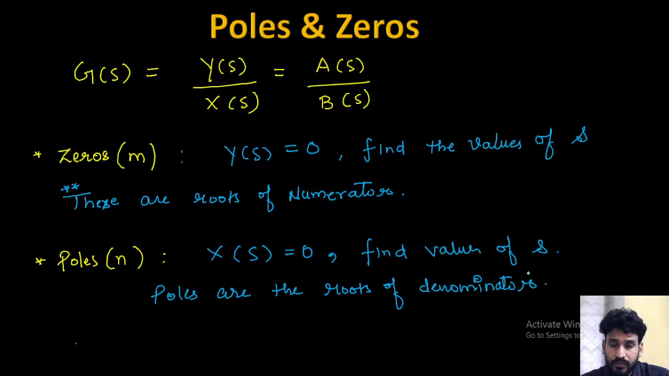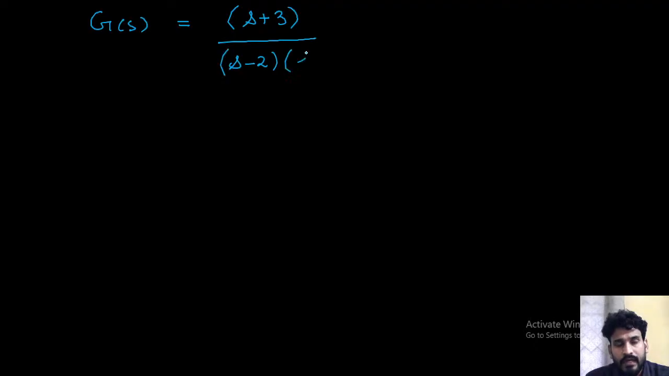I hope you are done with this. Okay. Let's take an example, guys. Let's suppose I have G(s) as (s plus 3) divided by (s minus 2)(s plus 2). The question is to find the zeros and poles. Very simple.